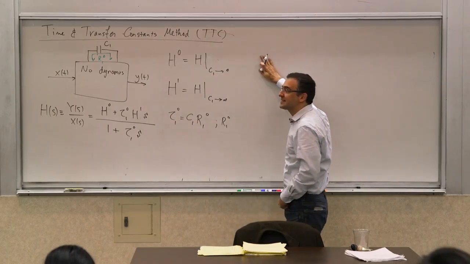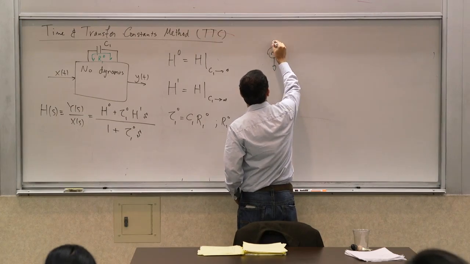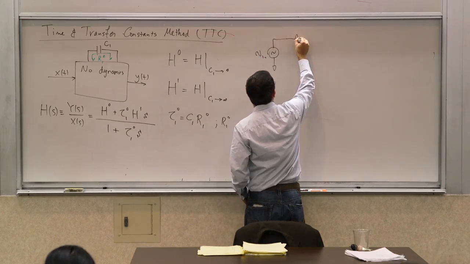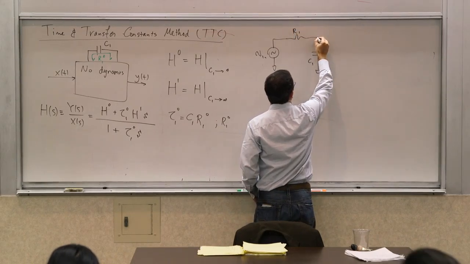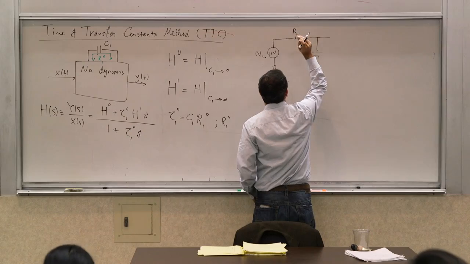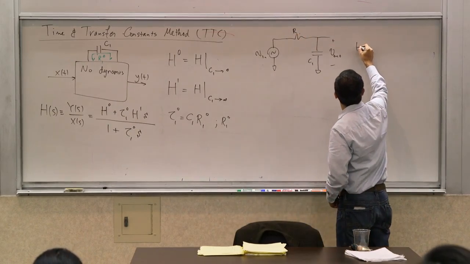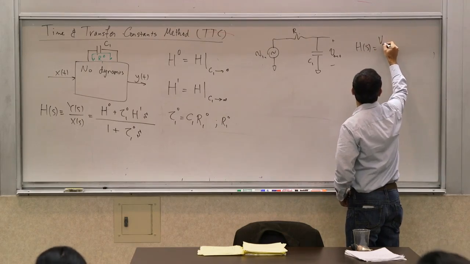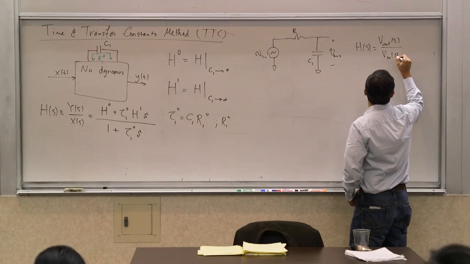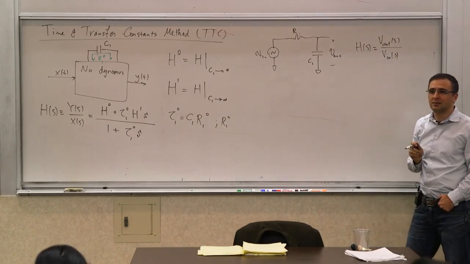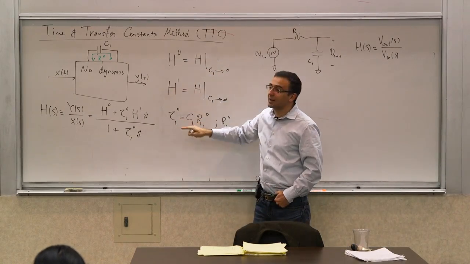So let's start with something very simple that we understand well. Let's say you have a voltage source, Vin, going to a resistor, let's call this R1 or R, and a capacitor, C1. And this is V out. So I want to determine what's the H of s, in other words, V out of s divided by V in of s, the transfer function. So that's what I'm trying to determine. So we need to calculate these three quantities, H0, H1, and tau 1,0.